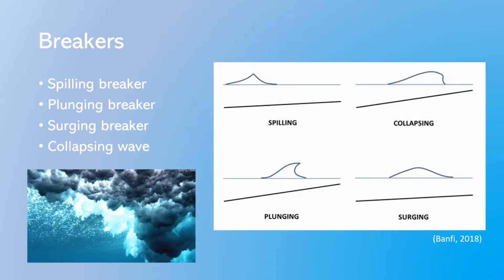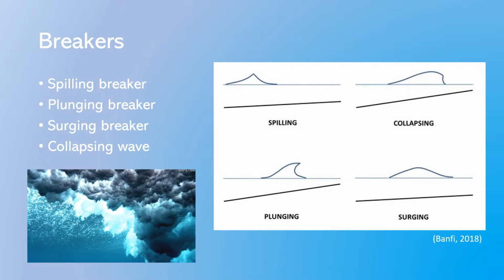Typically, there are 4 types of breakers. They are spilling, plunging, surging, and collapsing. Spilling breakers often occur on shallow gradient beaches where the crest deepens until it becomes unstable, resulting in a cascade of white water down the face of the wave.